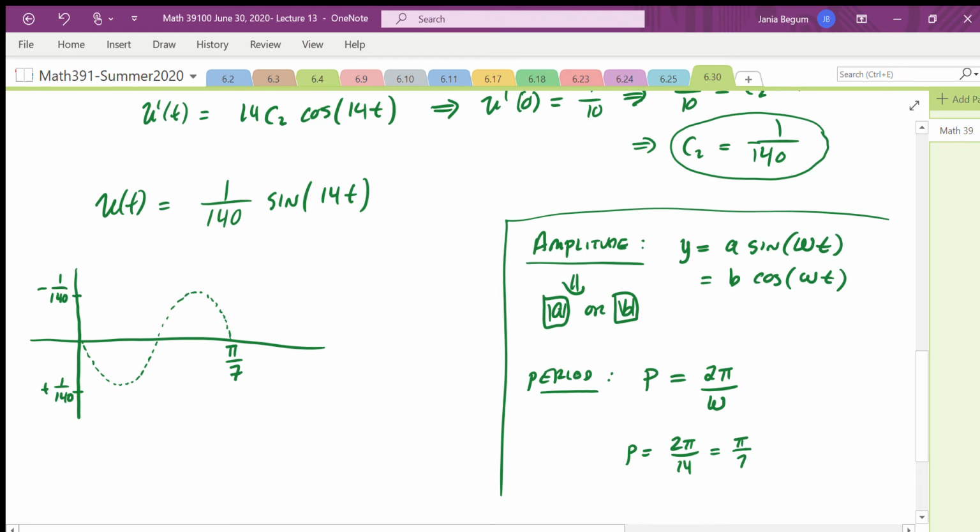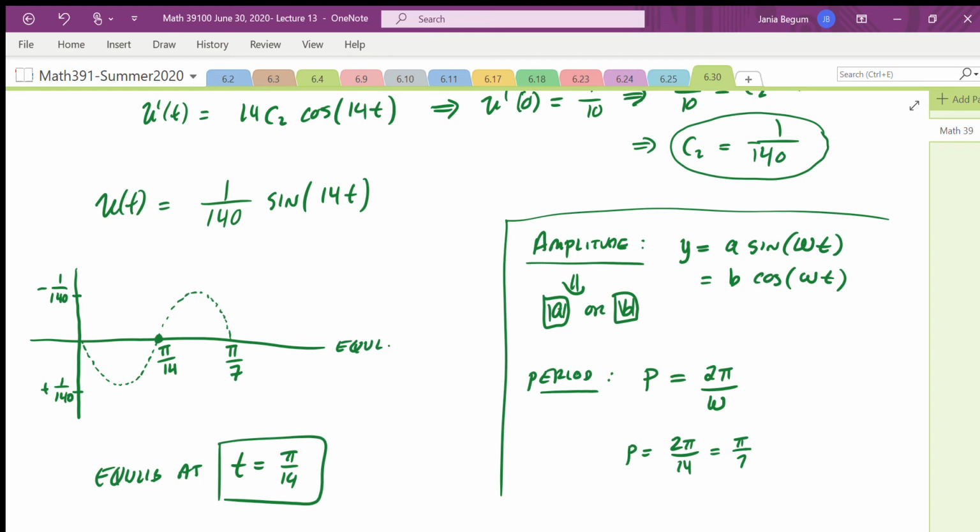So when does it first return to equilibrium? So this is equilibrium, and that's right here. It takes half of its period to reach equilibrium. So it reaches equilibrium at t equal to pi over 14. So a little bit of pre-calculus applied to spring problems. That's something to keep in mind.